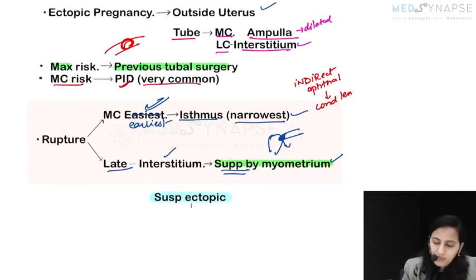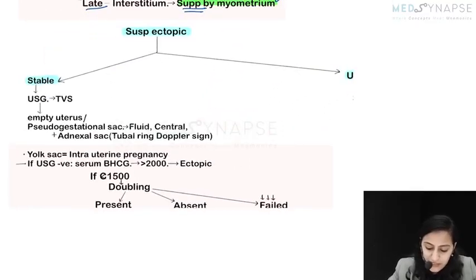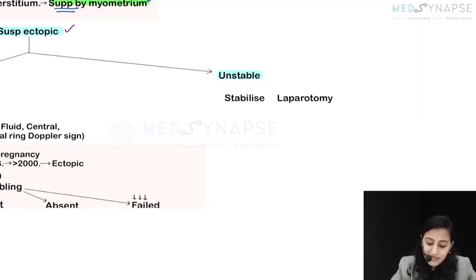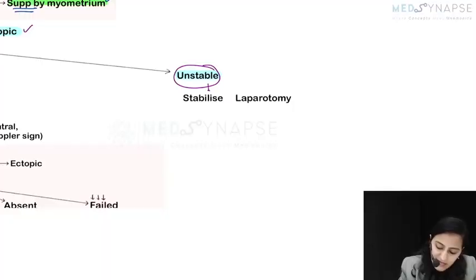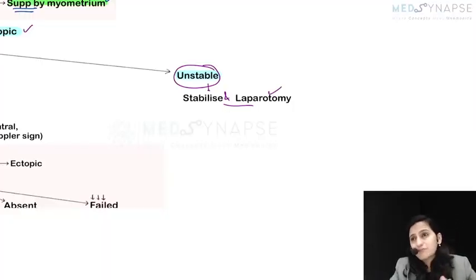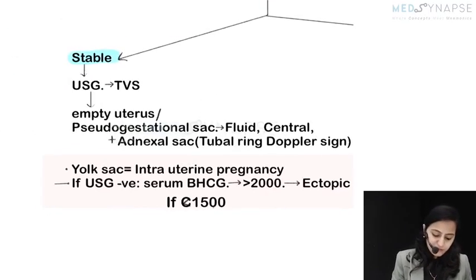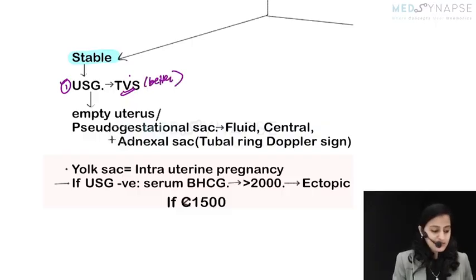So PID is more common, so that's the most common. If you have a patient with suspected ectopic pregnancy, and if the patient is unstable, ruptured, in shock, stabilize and take the patient for laparotomy. Right, unstable patient, stabilize the patient and take the patient for laparotomy. But if it's a stable patient, what will you do first? Ultrasound. Which ultrasound will be better? Transvaginal gives the better images as compared to transabdominal.